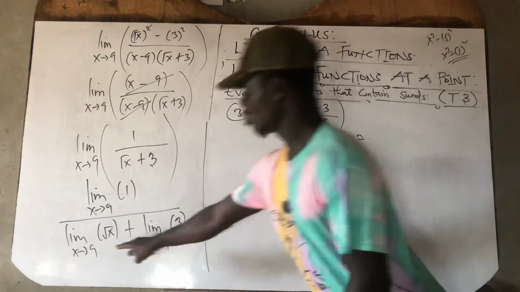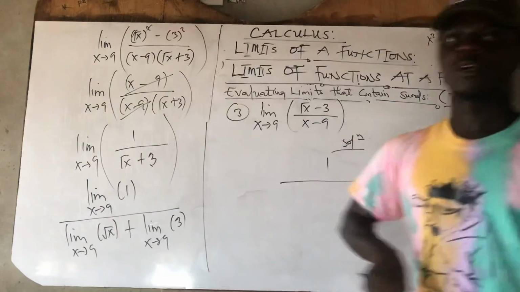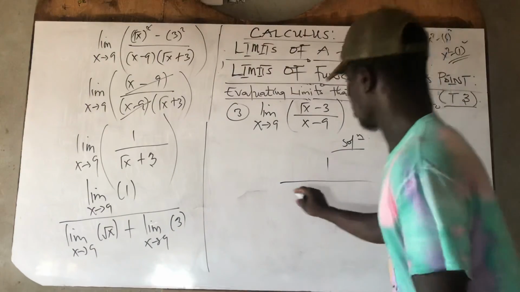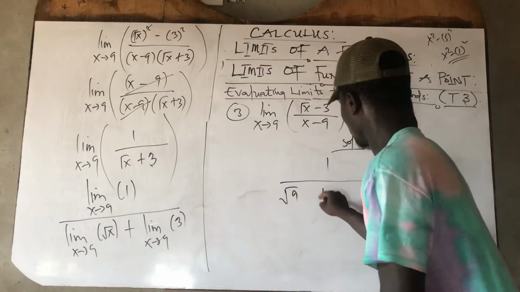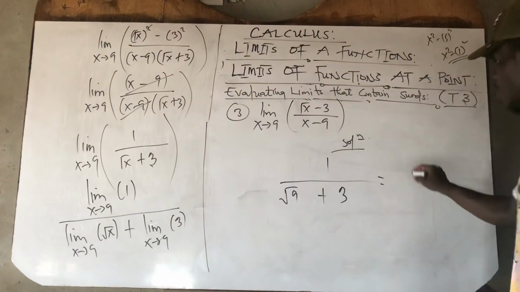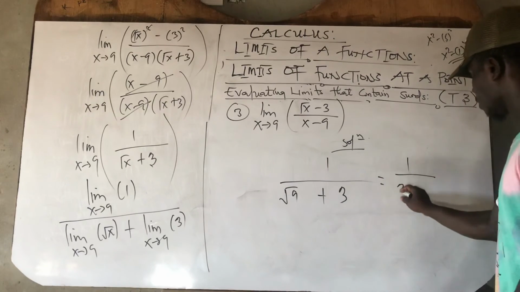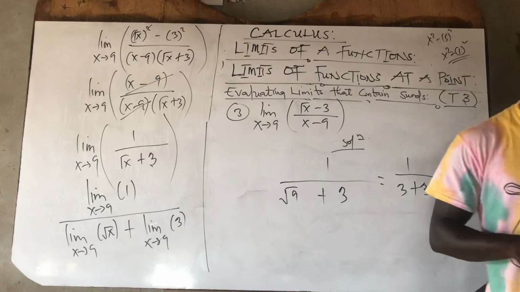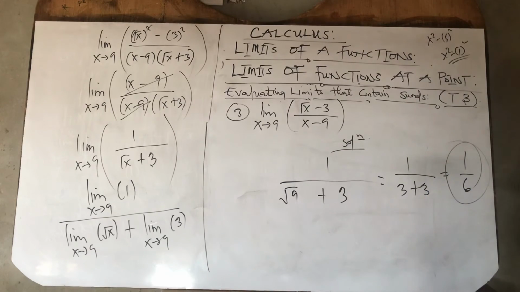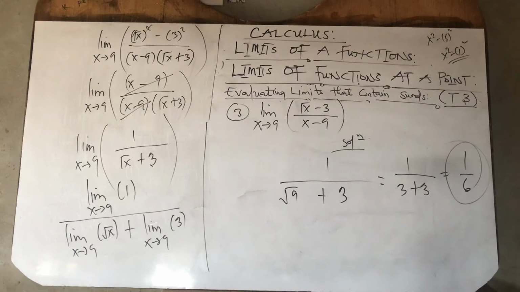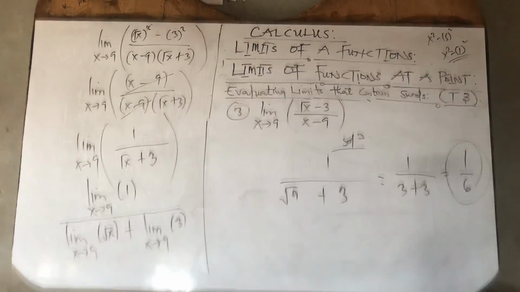All on, here the limit of square root of x as x approaches 9, you do direct substitution. So I get square root of 9 plus the limit of a constant is the same thing as a constant, equals 1 on square root of 9 gives what? 3, plus 3, which is 1 on 6. We are done. So let me give you examples to try.